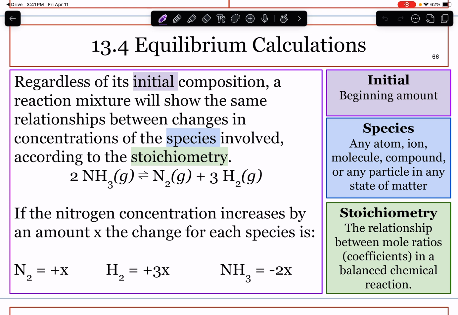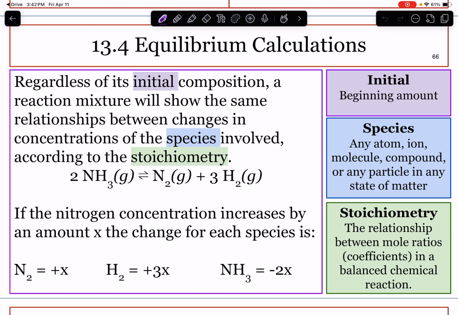The word species in this context can mean any atom, ion, molecule, compound, or any particle in any state of matter: gaseous, liquid, solid, aqueous. Stoichiometry, again, just means the relationship between moles, ratios, or the coefficients in a balanced chemical reaction.